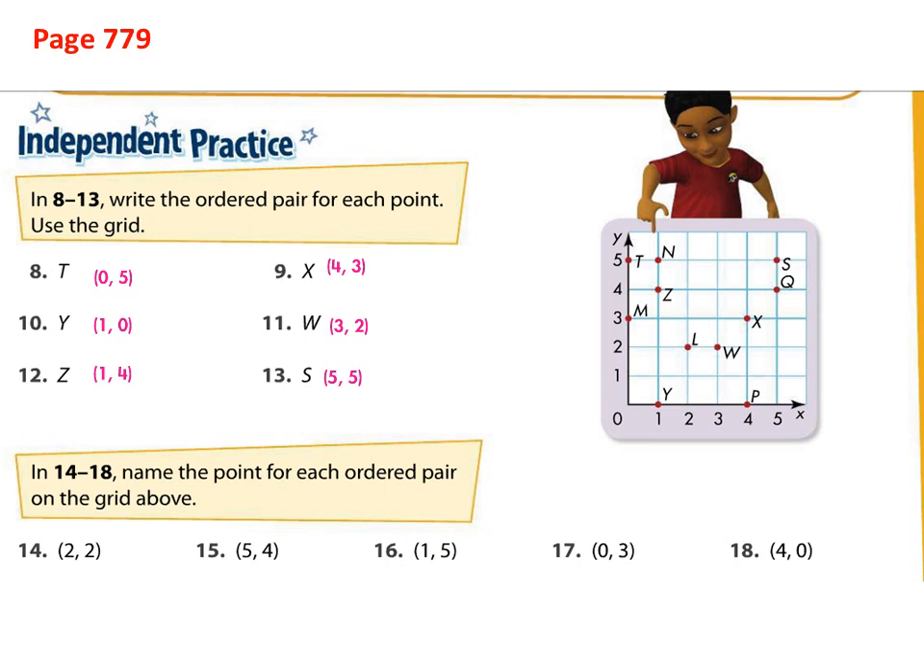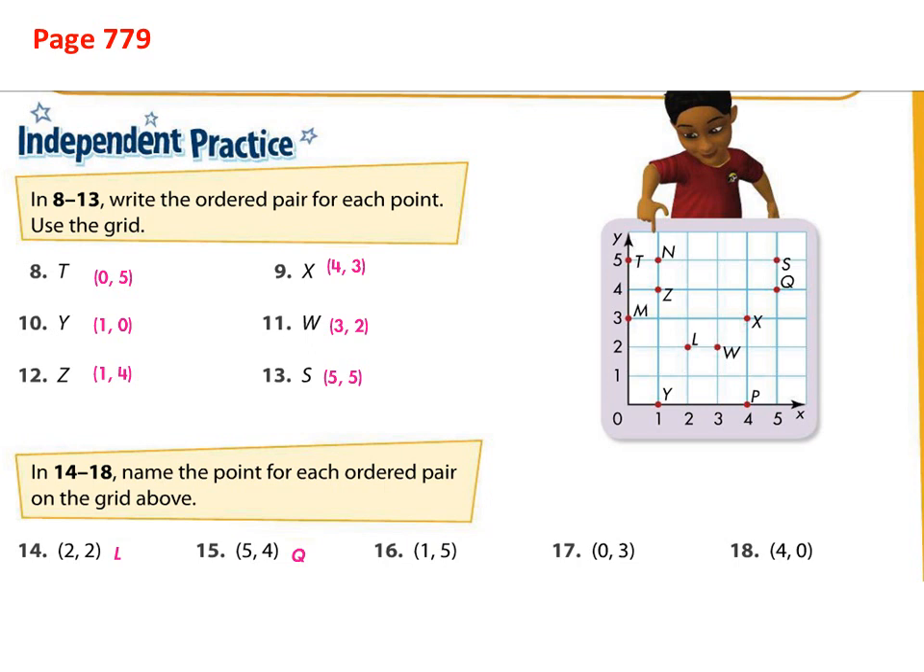In questions 14 to 18, name the point for each ordered pair on the grid above. Use the same grid. Stop the video if you want. Do it. Come back again. Have you finished? Yes? Okay, check your answer with me. Question 14, 2 and 2. Run 2, rise 2, so it will be L. 5 and 4. Run 5, rise 4, so it will be Q.